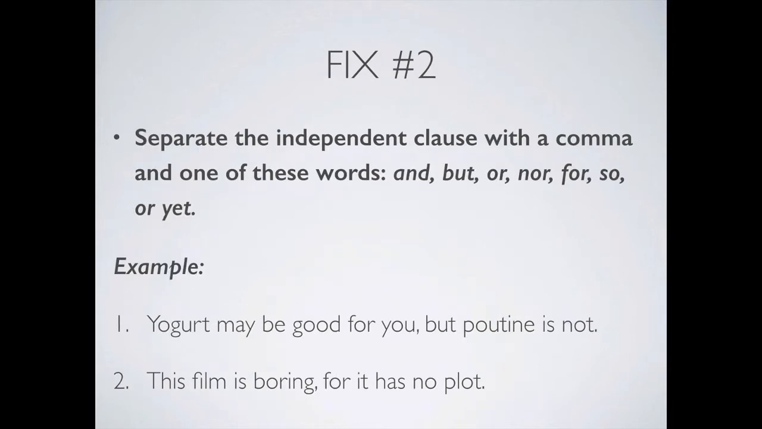The second way we can fix it is to separate the independent clauses with a comma and one of these words. Yogurt may be good for you, but poutine is not. So you can see that we can use the words and, but, or, nor, for, so, or yet, following the comma. Here's another example. This film is boring, for it has no plot. So those are ways that we can separate independent clauses while retaining the comma. We keep the comma, but we add these words.